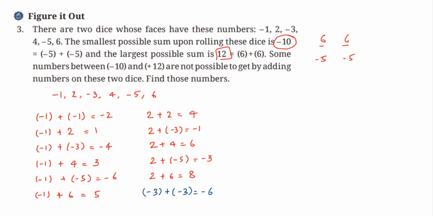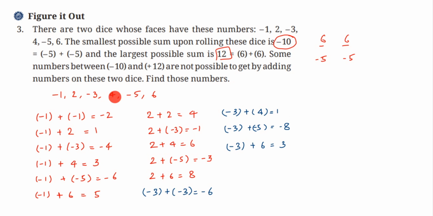Next we have -3 plus 4, which is equal to 1. Then -3 plus -5 is equal to -8. Then -3 plus 6 is equal to 3. So this is also done. Next we have 4. Again, 4 with these numbers is already done, because -1 and 4 we have written here, and 2 and 4 we have written here.